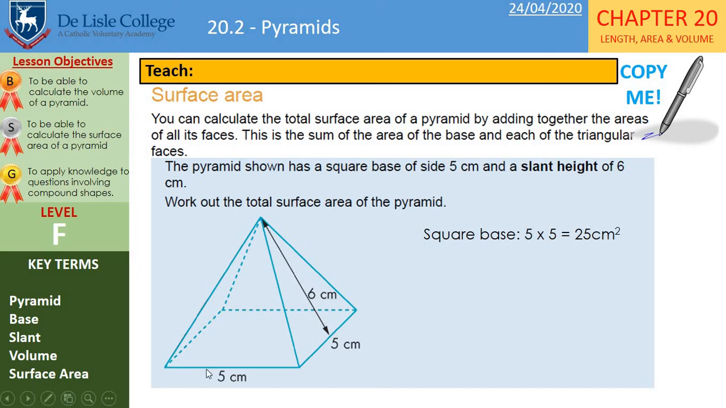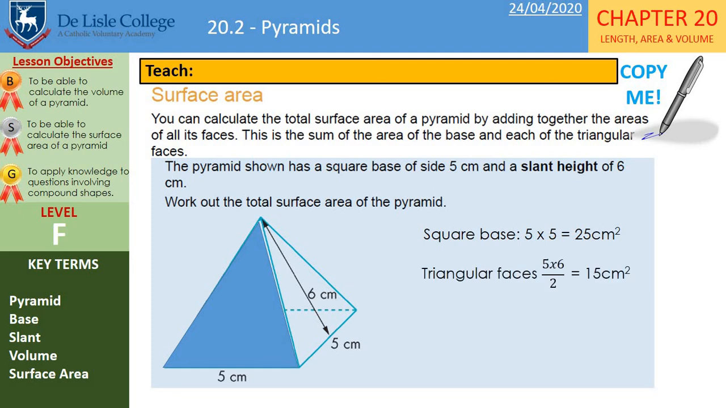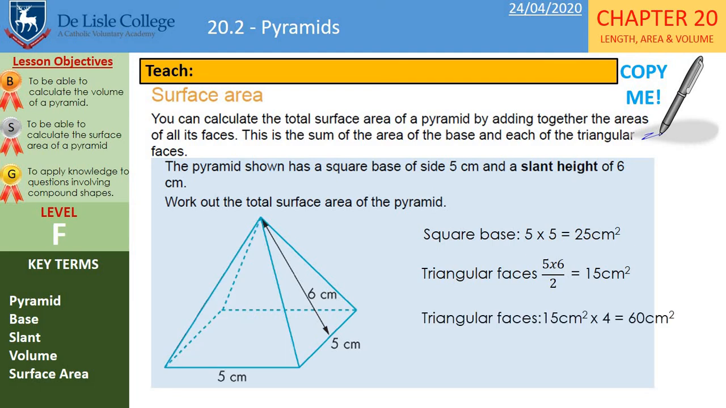We now know that because this is square based, all of these 4 triangles are exactly the same. So let's find the area of one first, and we know to find the area of a triangle it's base times height divided by 2, or half times base times height. So here, let's do 5 times 6 and divide by 2, which gets us 15. That's one of those faces, but there are 4. So we multiply that 15 by 4 and we get 60.